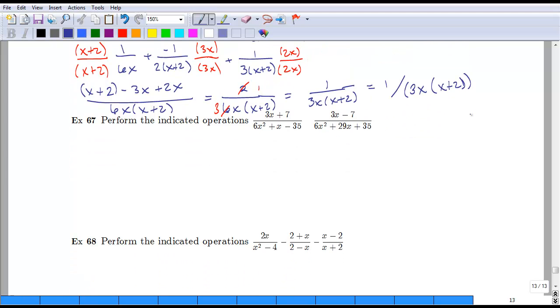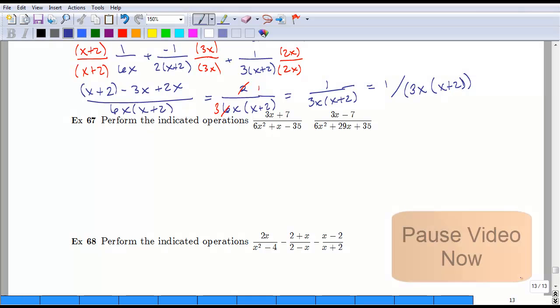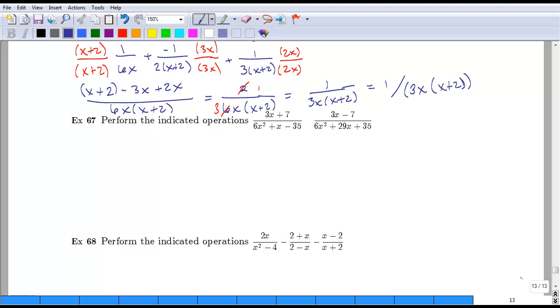Another example here which requires a little bit of factoring. So if we can go through and factor these, we can use the AC method, we can use guess and check. I want you to pause the video here for a second just to factor those two denominators and see what you end up with for the least common denominator.